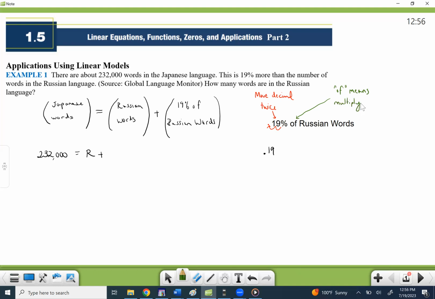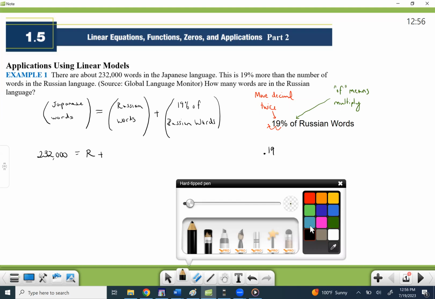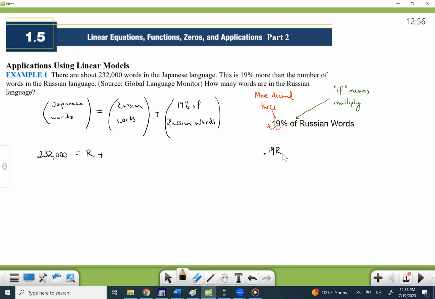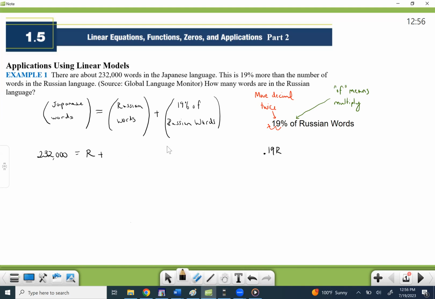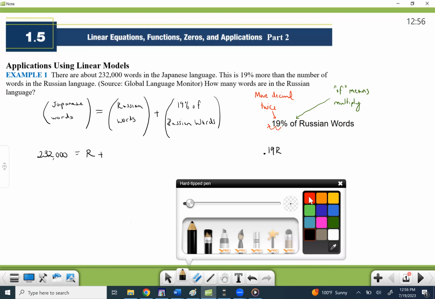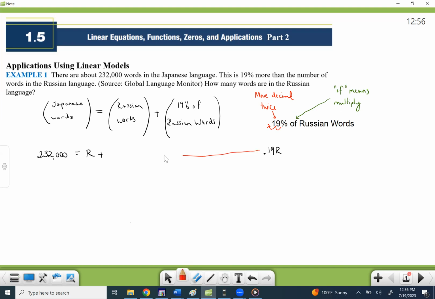So it's going to be 0.19 times R. So we'll just write that like this. That shows multiplication. Remember, no sign means multiply. So this is what we're going to get for this right here. I'm just going to draw a little arrow where we're going to insert this. We're going to insert this right here, right?